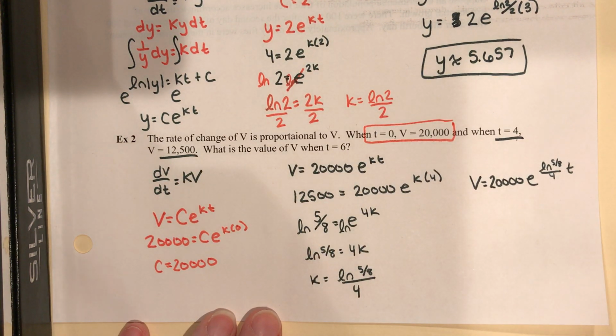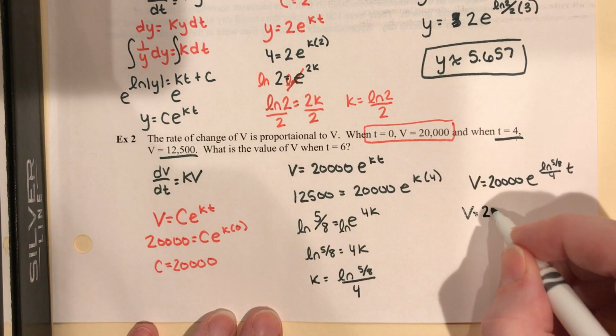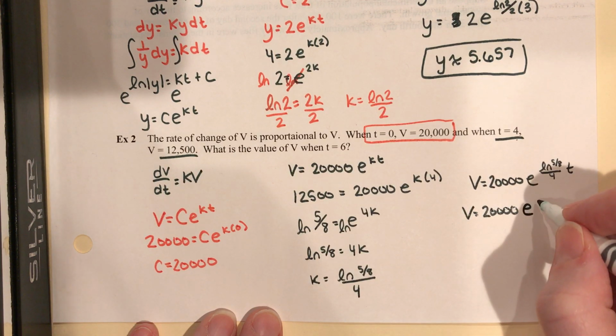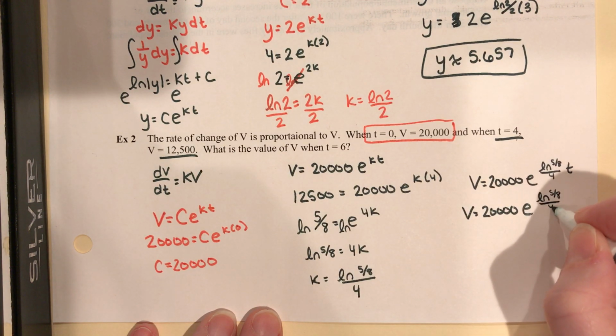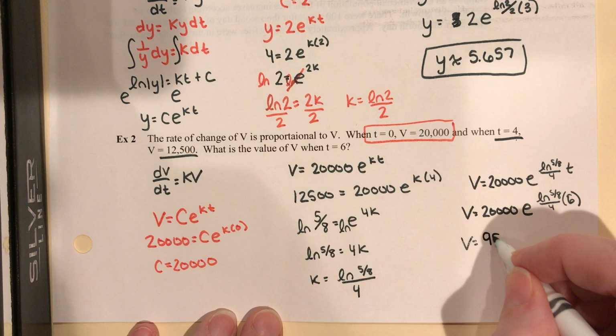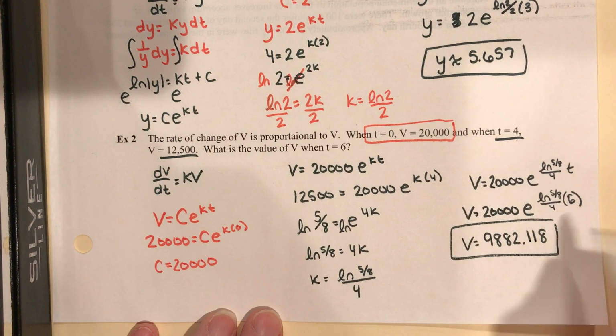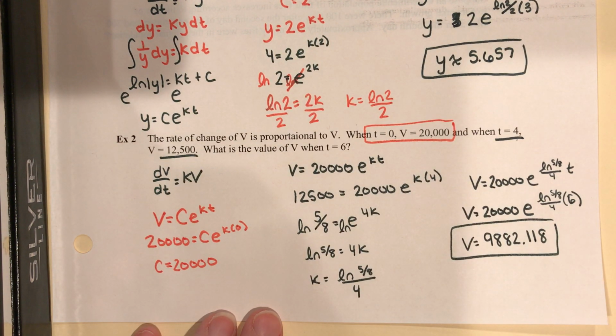So the last value that we're going to find, the value of v when t equals 6. So the last thing I'm going to do is plug in 6 for t. And I'll give you a minute. Go ahead and plug that into your calculator. You can pause it. And that is going to give you 9,882.118. Okay, on to the back.